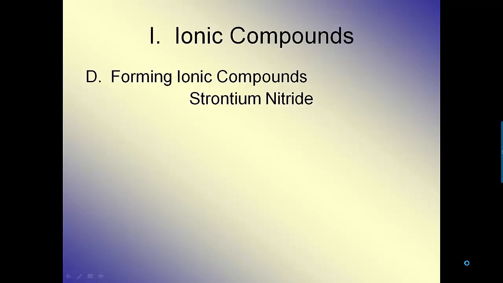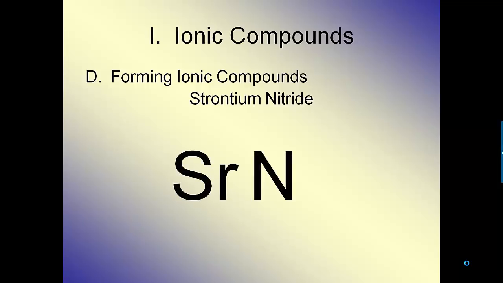Okay. Now let's do something with big numbers. We've done stuff with 1s and 2s, well, let's add nitride, which has 3s. So strontium is +2, nitrogen is -3. The process is still the same. I'm still going to take the charge of nitrogen and bring it down next to the strontium. I'm going to take the charge of strontium and bring it down next to the nitrogen, and make the charges go away. Now, in the previous examples, they had 1s, and the 1s disappeared. But here, because there's no 1s, all the numbers stay in place.